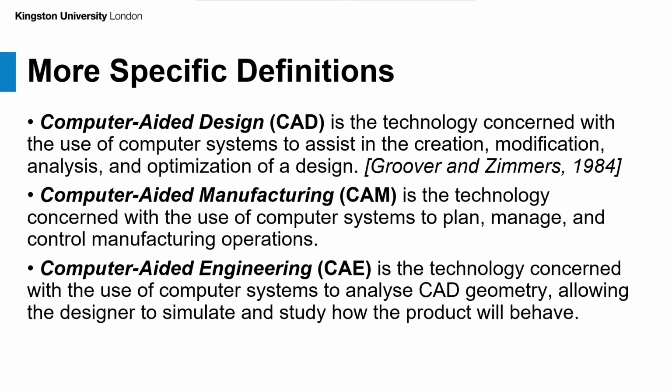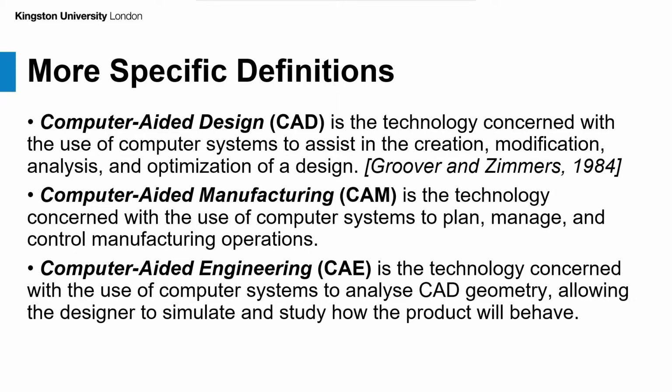Of course, once you have made your model, you want to take it to the next step, which is to manufacture it. Again, the computer can step in and help us plan, manage, and control manufacturing operations, and that's why computer-aided manufacturing is quite well known in the production area of designing a product.